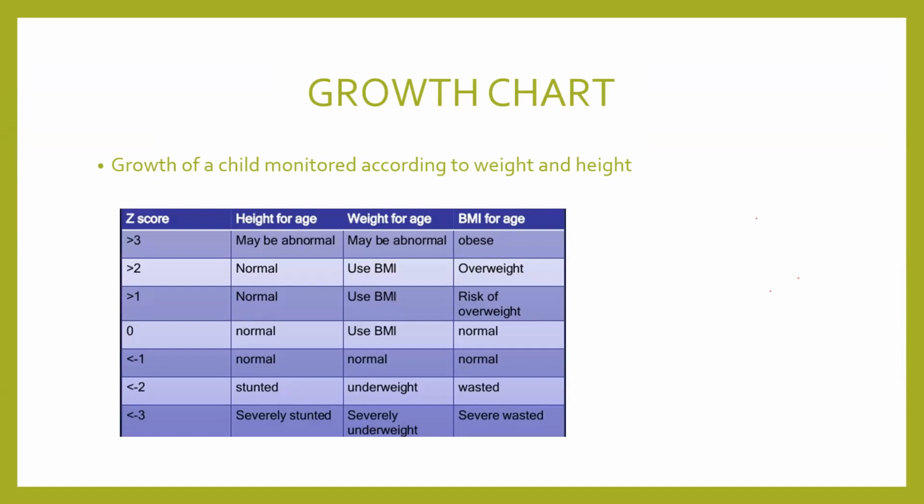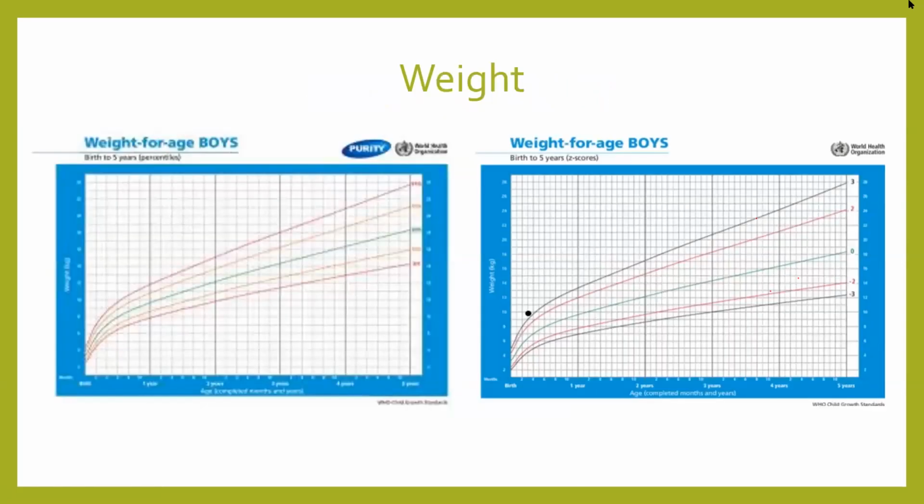So for the growth chart, basically we have two ways of reading it. First is by percentile and the second is by Z-score. The growth chart of a child is monitored according to the weight and also the height of the child. Let us go to the chart first, and later we'll go back to this table. Next slide. So for each weight and height, they have different charts for boys and also for girls, and it differs according to age.